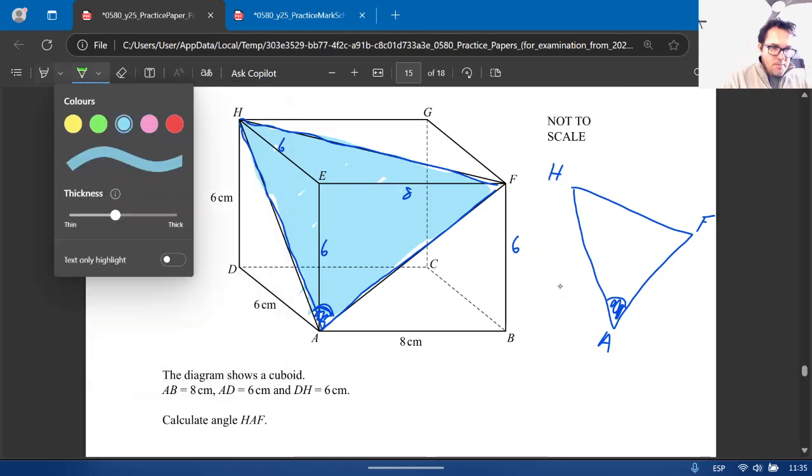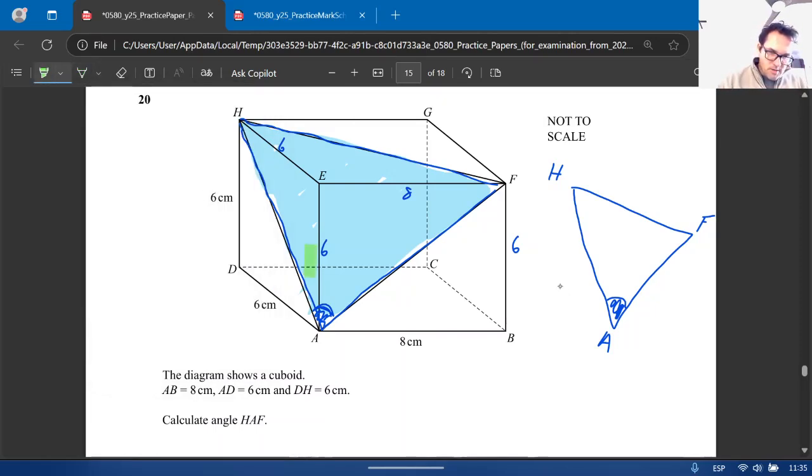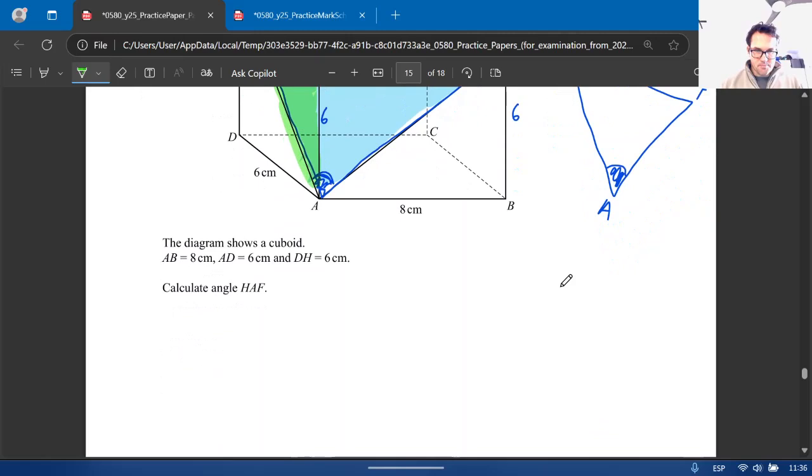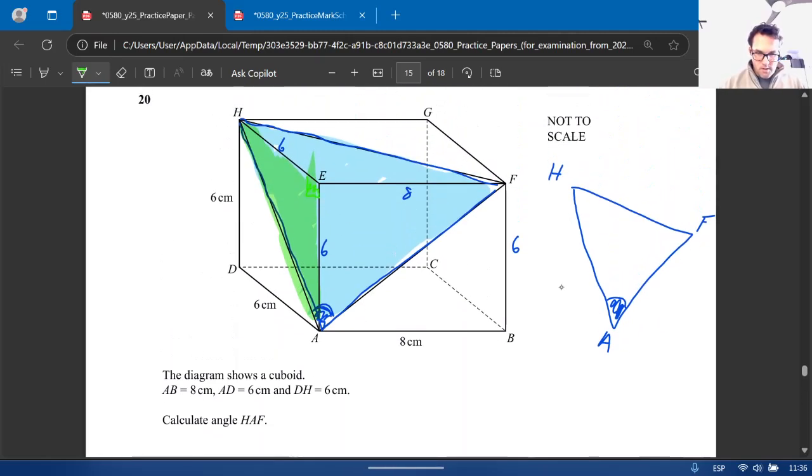If we look at this triangle here, you see that one there, I'm doing it in green. What do we know about that triangle? Well, we know that there's a 90-degree angle. So let me draw that one over here. So that is the triangle HAF, which has the same HA there, E. E will be a 90-degree angle, and we know this is 6 and 6.